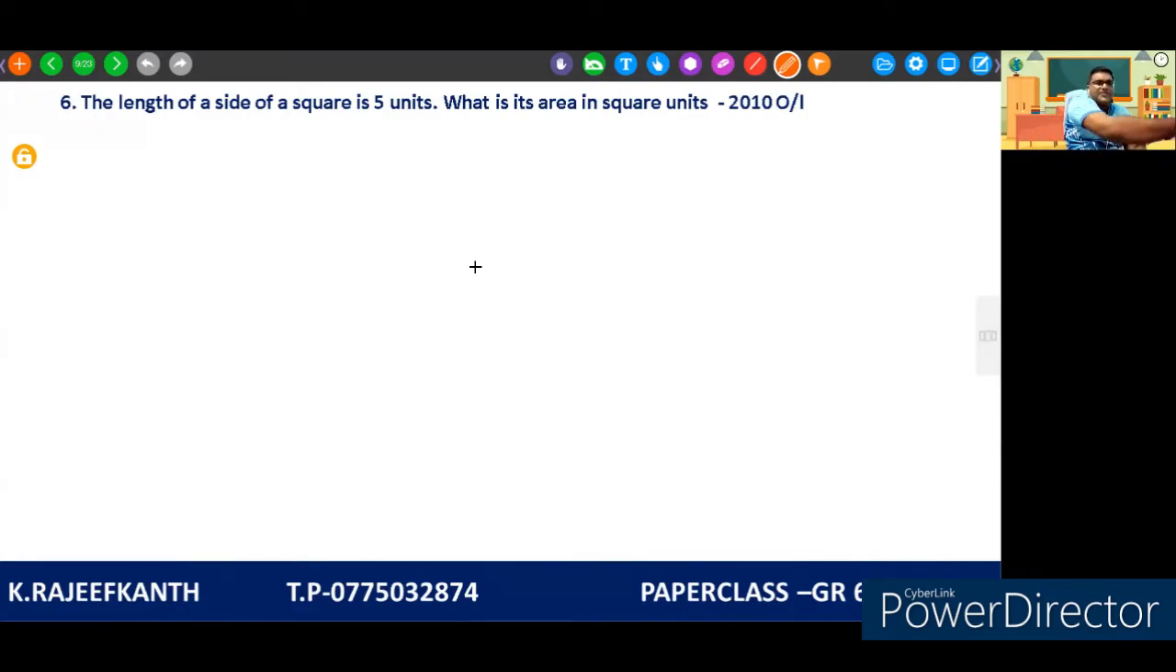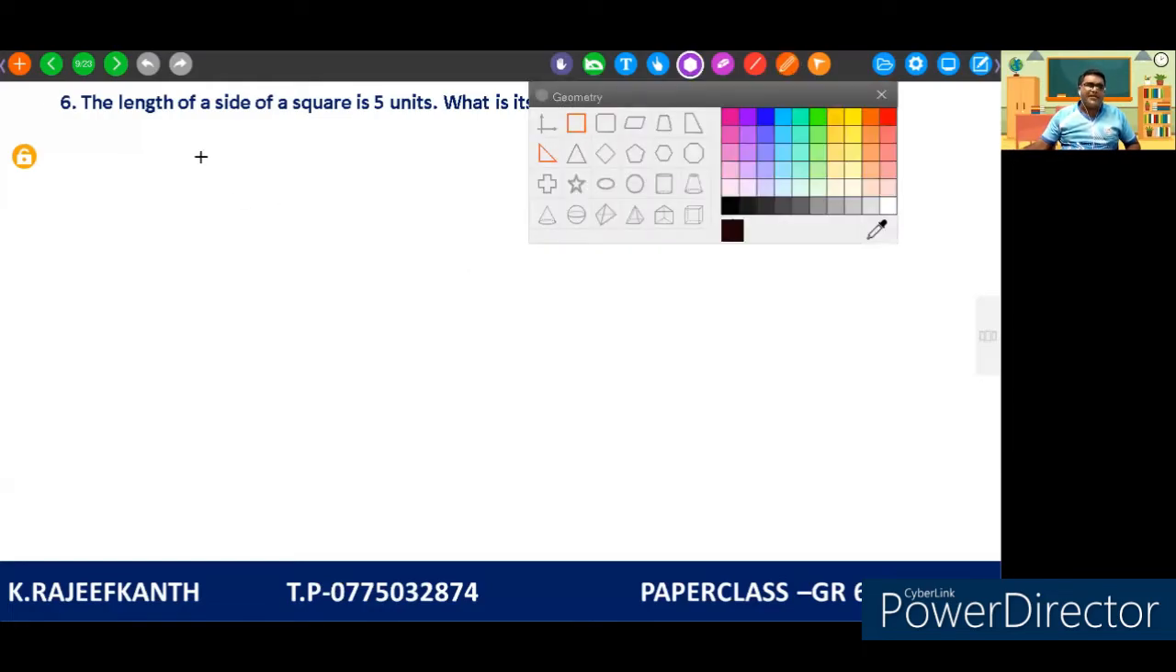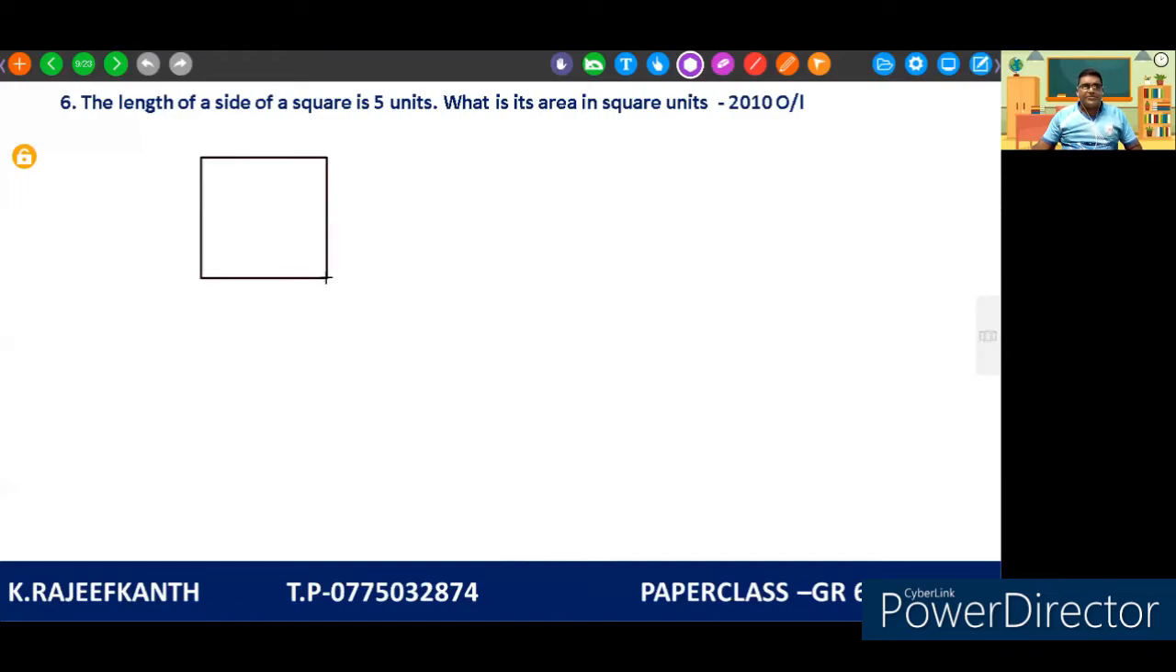The length of a side of a square is 5 units. Here I will draw a square. You know that in the square, all the sides are equal. This is the square. Here they have given the length of one side is 5 units.